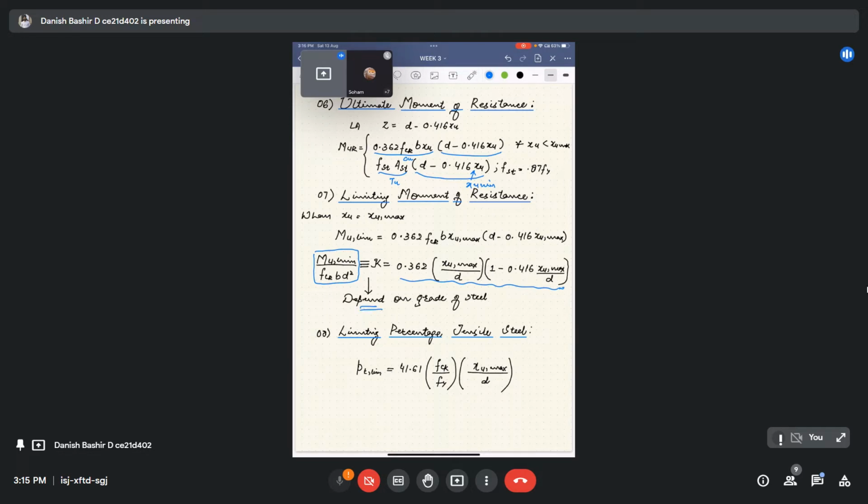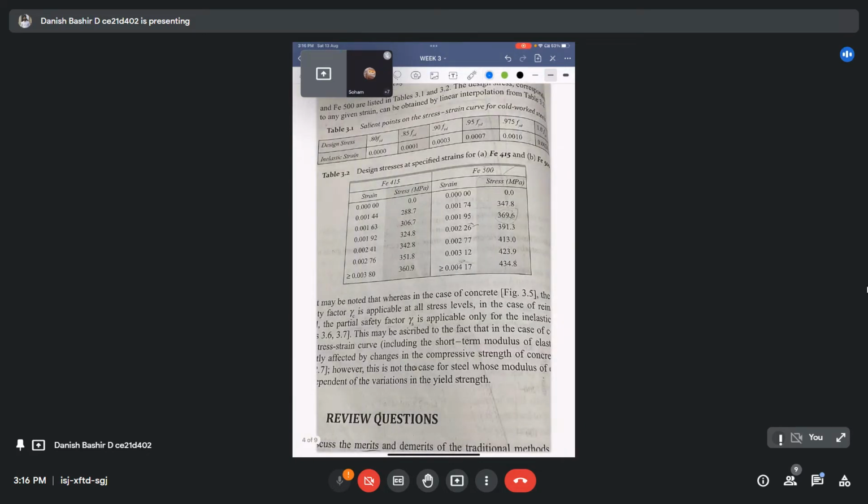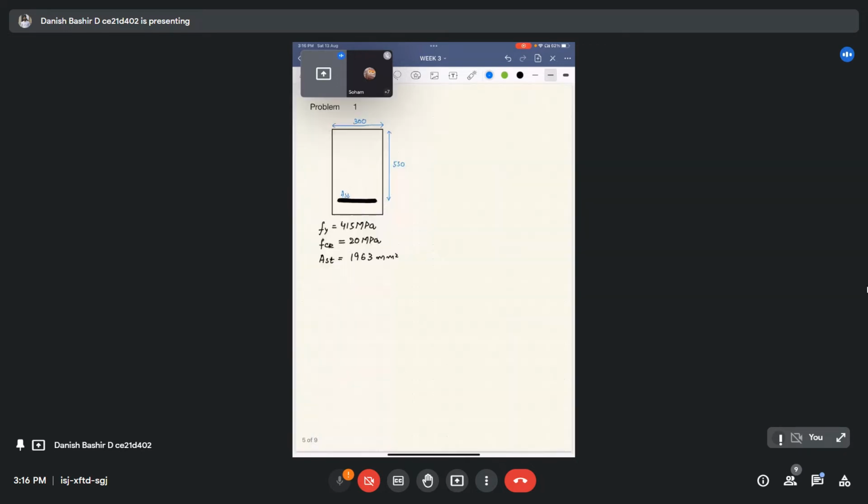Like Mu limiting, we have a limiting percentage of tensile steel. It is given by 41.61 fck by fy times XU max by d. And this table I have kept for the strain compatibility method. So our formula is like this. We are given a beam section; it's actually the problem from the previous week in which we solved it with the WSM method. Here we will be doing the analysis of the same beam section using the limit states method.